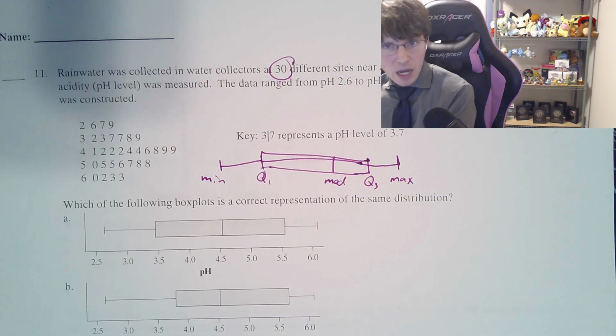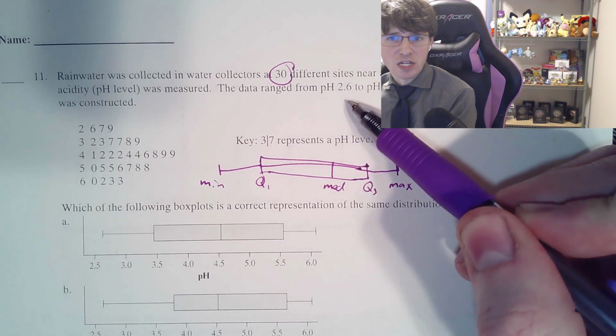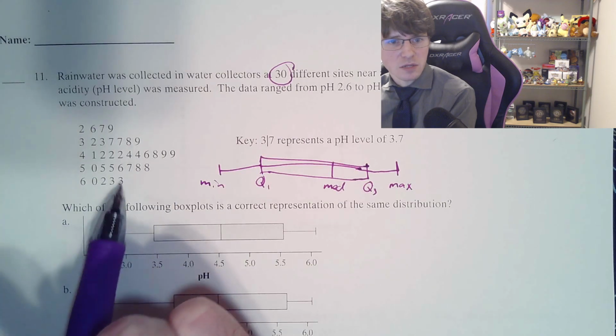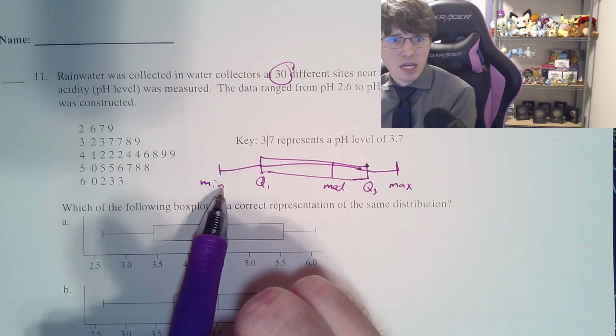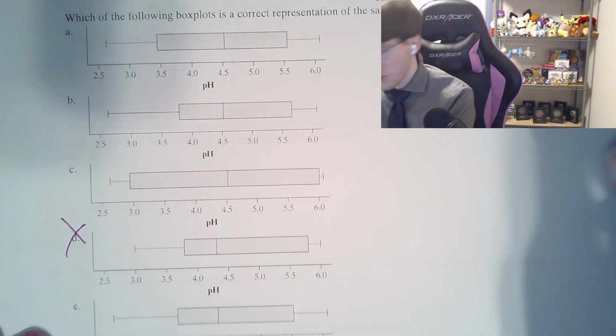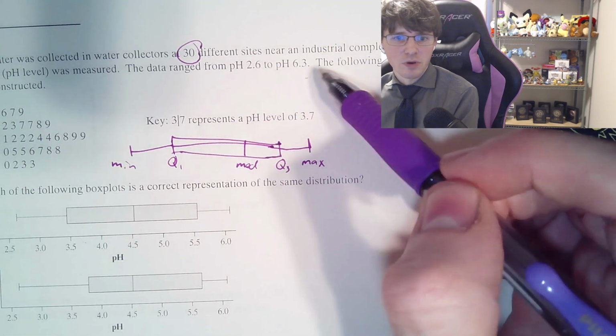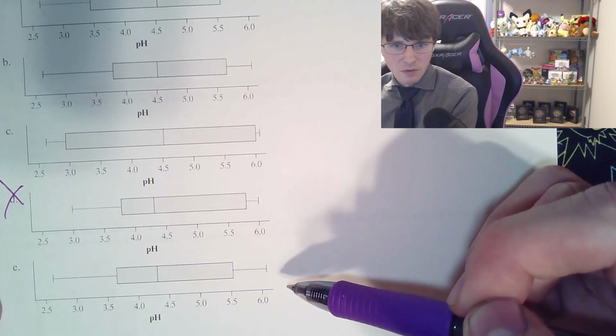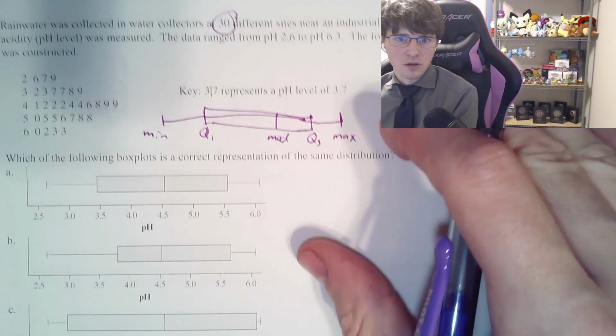So right away on this question, we can look and say the data range from 2.6 to 6.3. The lowest is 2.6. The highest is 6.3. We know the minimum's got to be a 2.6. So that one's got a 2.6 minimum. That's got a 2.6. D is nonsense. That one's got a 2.6. And it also has a 6.3 maximum. That's 6.3. That's 6.0, we already marked that one wrong. That's 6.3. Okay, those are the only ones we can cross off.